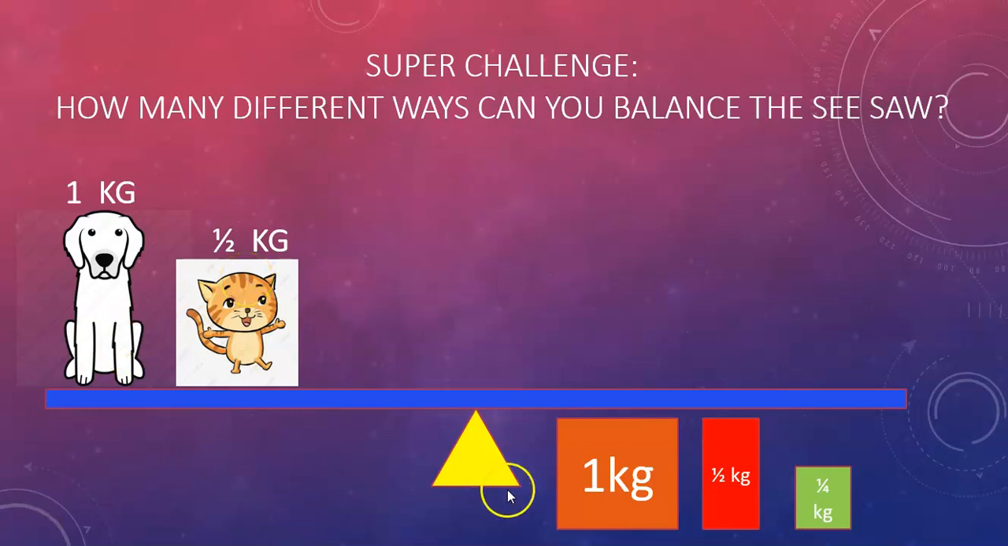So, what would we need to place on this side of the seesaw to keep it balanced? Think carefully about this and see if you can come up with different ways to balance this seesaw using the 3 different types of blocks: the orange blocks, the red blocks, and the green blocks.